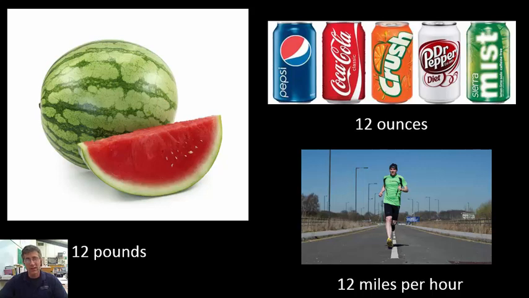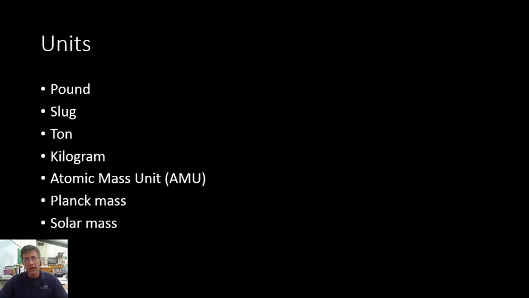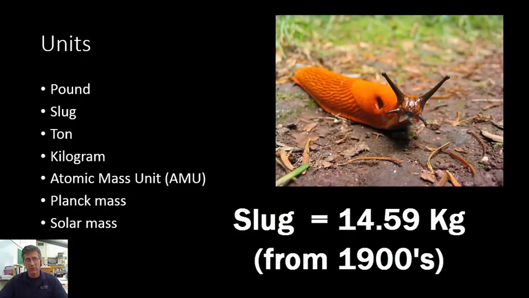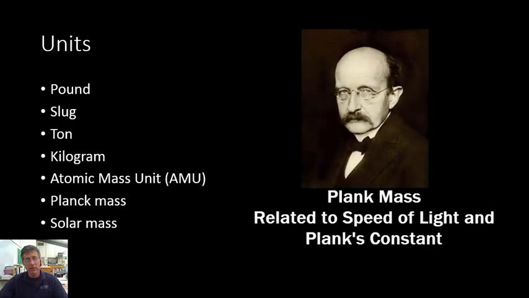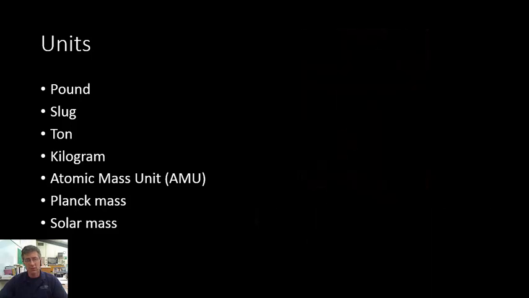So we have a lot of units that have sort of accumulated over the years. And just looking at mass alone, we have the pound, we have a slug, which is about 14 kilograms. So we have the ton, we have a kilogram, we have atomic mass units, we have the Planck mass, we have solar mass. All of these units are still used today within different amounts of, well, except for the slug, it's still used today to describe the mass of something. And invariably, we want to convert between these too. So we may want to add together a pound and a ton, and we'll need to figure out how much that is altogether.